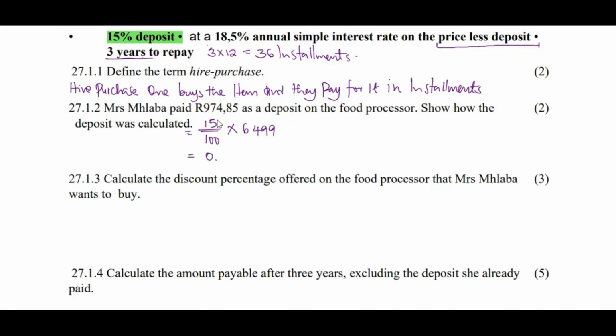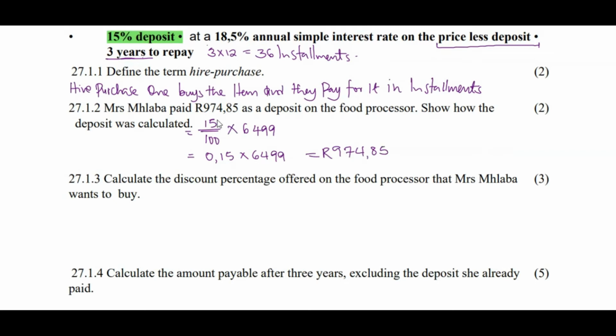Someone else would write this. This is also fine. So you end up having your answer as 974 rands 85 cents.